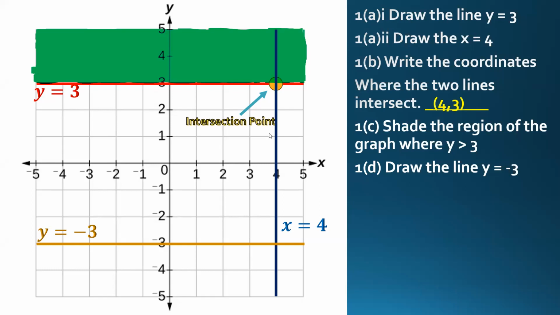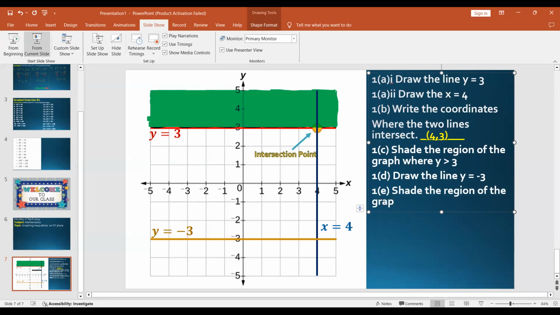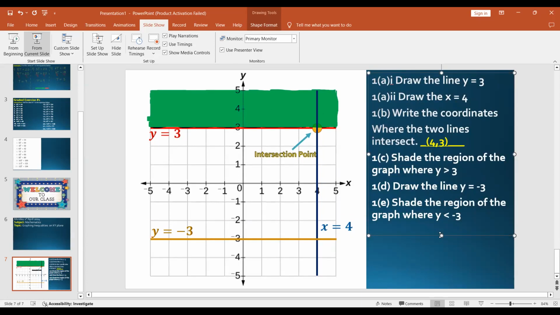Okay, all right, let's go ahead and do the next part. This is part one. For this part, we have 1, A, B, C, D, E. We're going to call this 1, E. So I want you to shade the region of the graph where y is less than negative 3. So shade the region of the graph where y is less than negative 3.